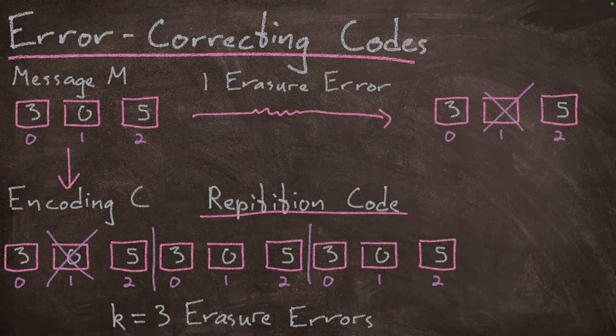So now let's look at, it might be a little hard to see there, k equals 3 erasure errors. What happens if we have 3 erasure errors? Does this still work? Well, it kind of looks like it does. Look, if I knock all 3 of those out, the message still gets through. So why doesn't what we did right here work for 3 erasure errors?